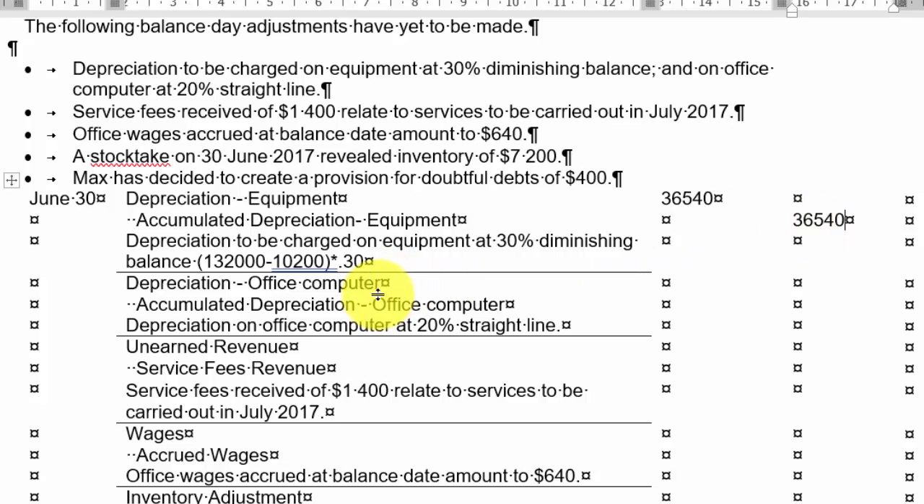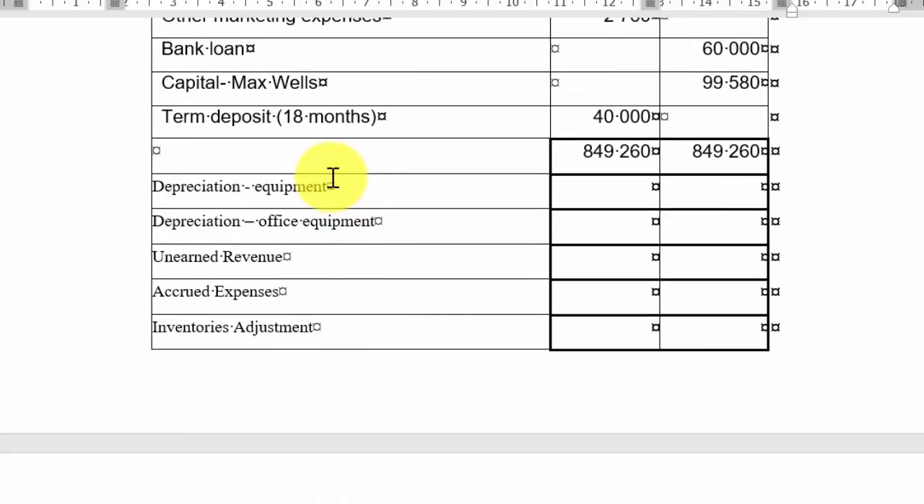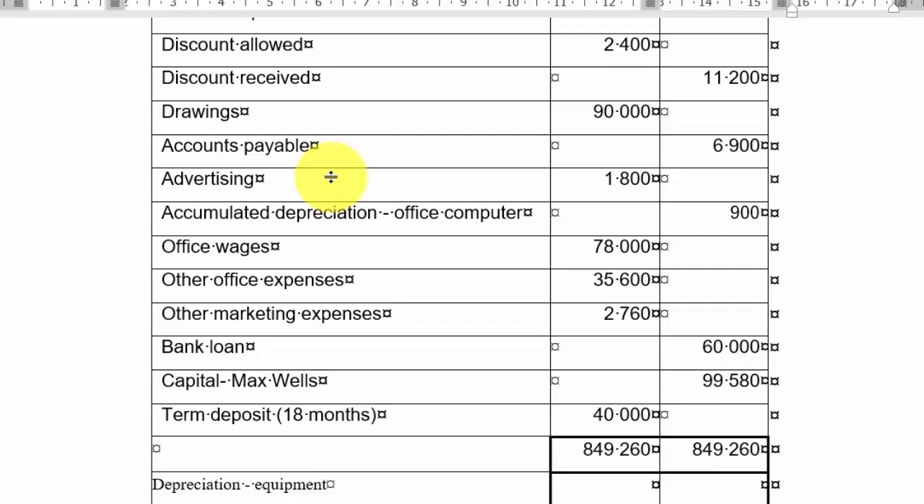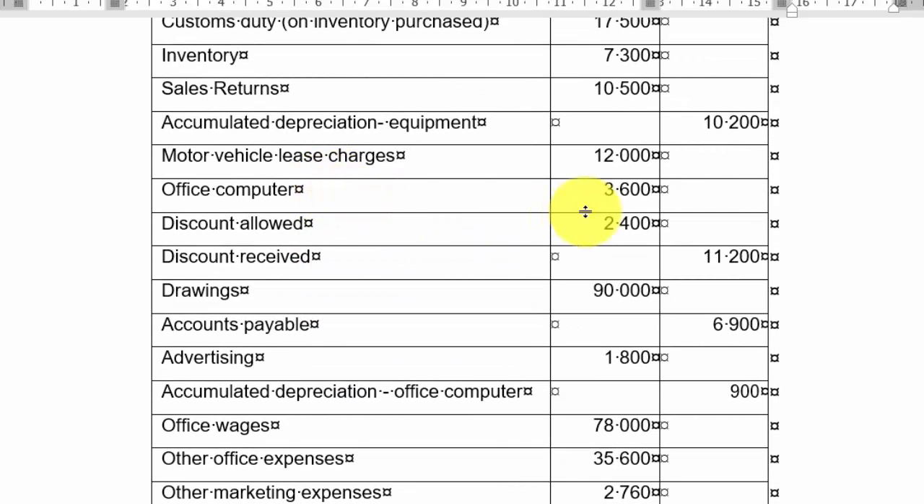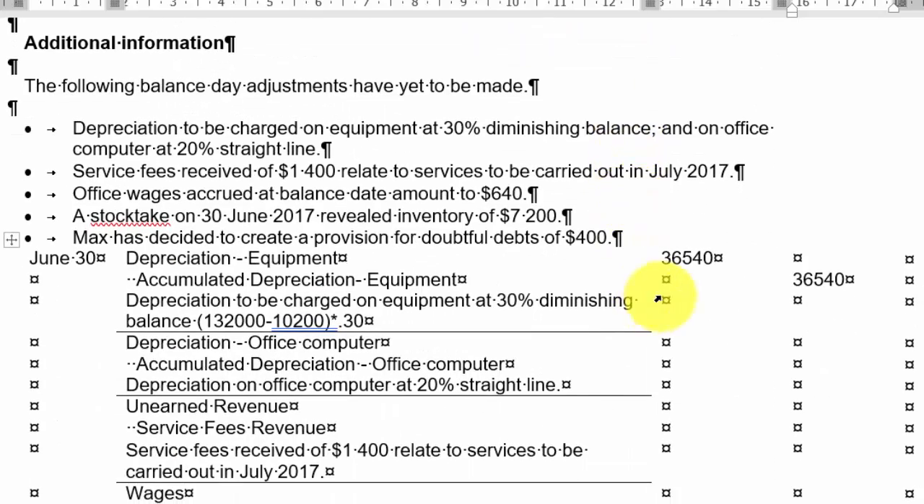Similarly, I have to charge the depreciation of office computer. That's a bit simpler. 20% straight line. 20% a year means 5 years for those people that are confused about the 20%. So I need to find my office computer, which is there, $3,600. I divide that by 5. So I'm going to put that in. That's 720.